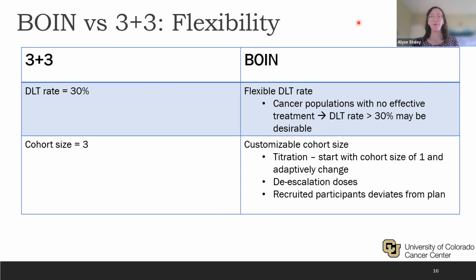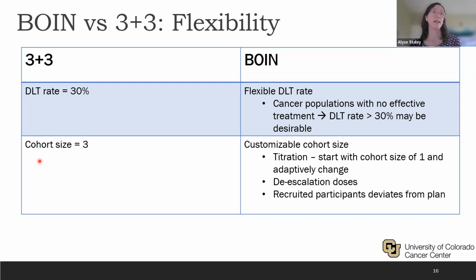If you aren't already convinced of the benefits of BOIN over the rule-based 3+3 designs, I'm now going to delve into more detailed comparisons between these two designs. First, BOIN has an advantage over 3+3 due to its flexibility. The 3+3 design has a fixed DLT rate that's set at 30%, whereas the BOIN design allows this DLT rate to be flexible. This is beneficial for certain applications. For example, there might be a population of cancer patients that don't yet have an effective treatment. Therefore, a DLT rate greater than 30% might be desirable.